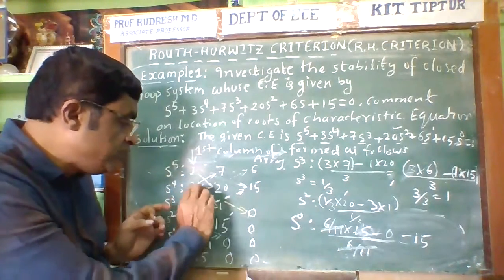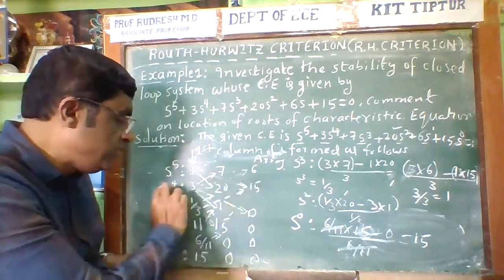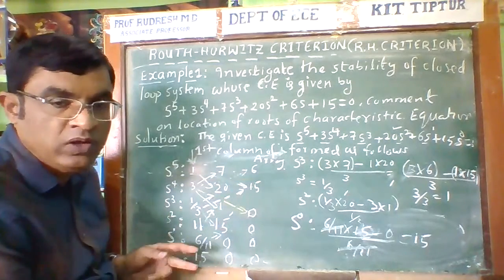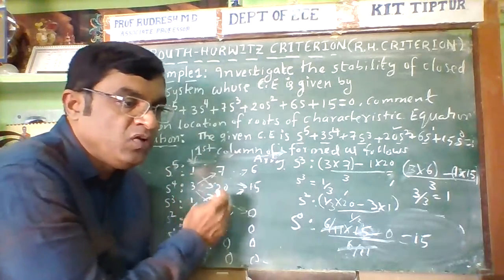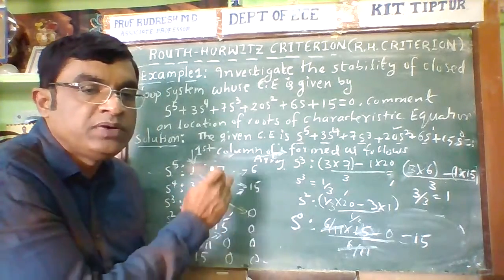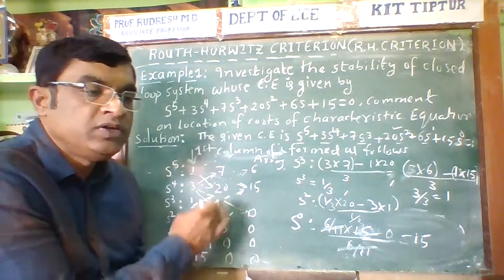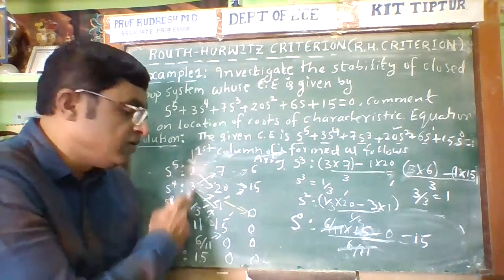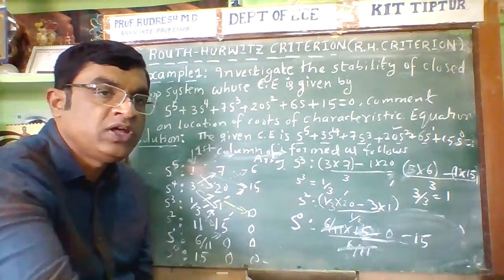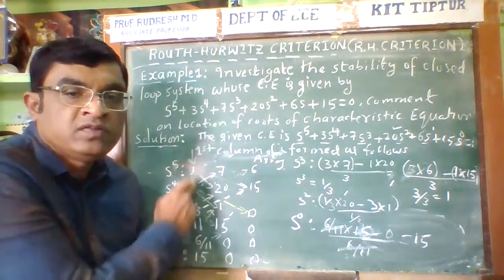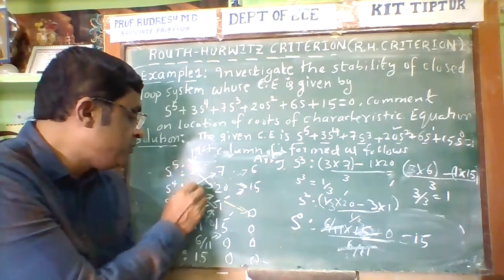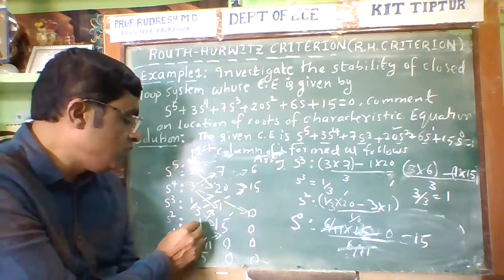Likewise, utilizing the previous two elements of the row array, we can form the next row element. After forming the row array, by observing the first column of the row array, the system is stable. If you look at the first column, all the elements are positive: this is positive, this is positive, this is positive.